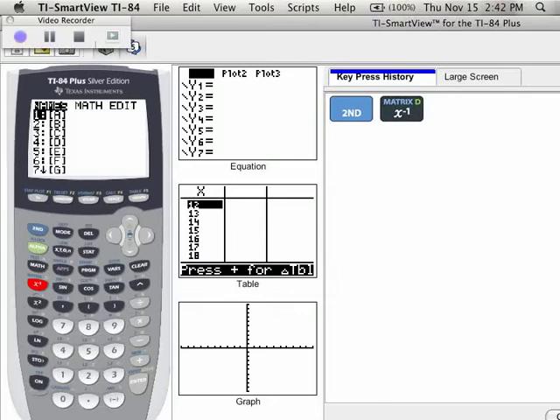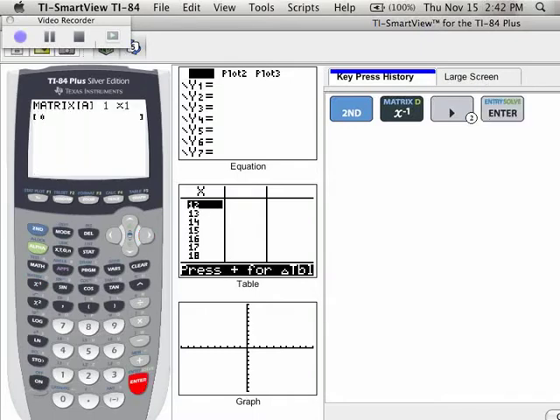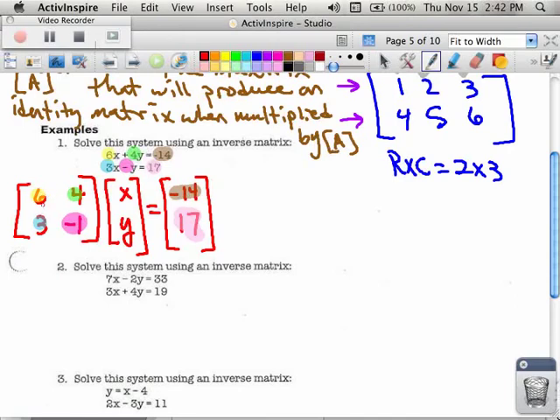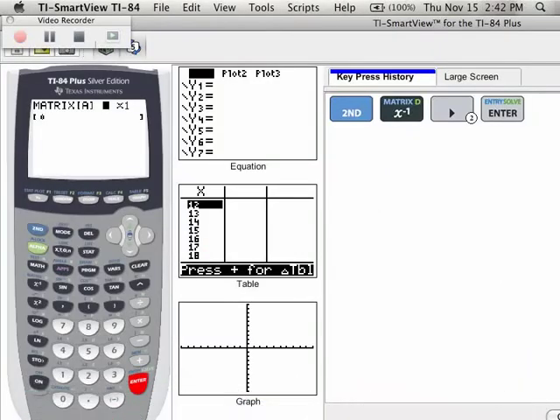Then you arrow over to where it says edit and hit enter. After you hit enter, you have to set the dimensions of the matrix. If you look back in our notes, we have a 2 by 2 matrix, so 2 rows, 2 columns. In my calculator, I put down 2 and then arrow over and put 2. The first number is the number of rows and the second number is the number of columns. Then I enter the numbers just as I saw them on the paper in our notes.